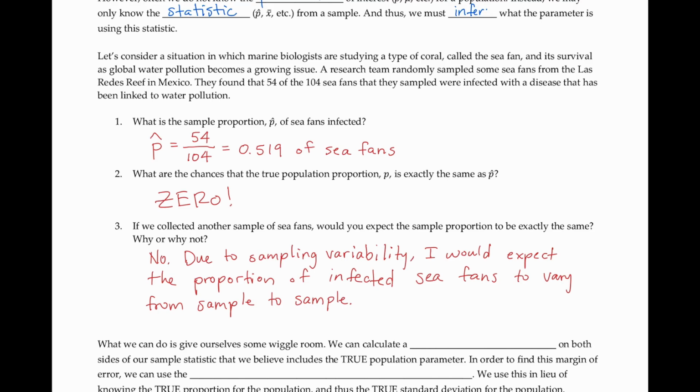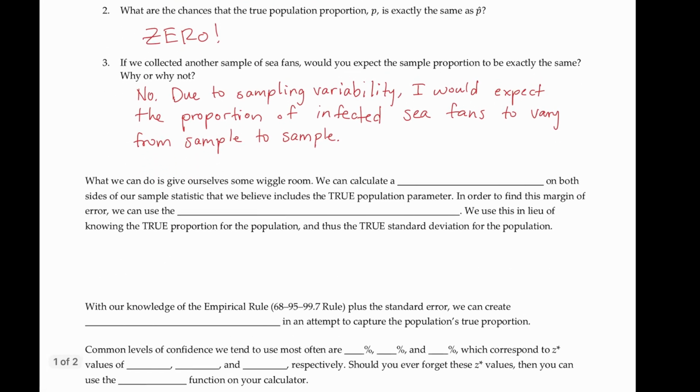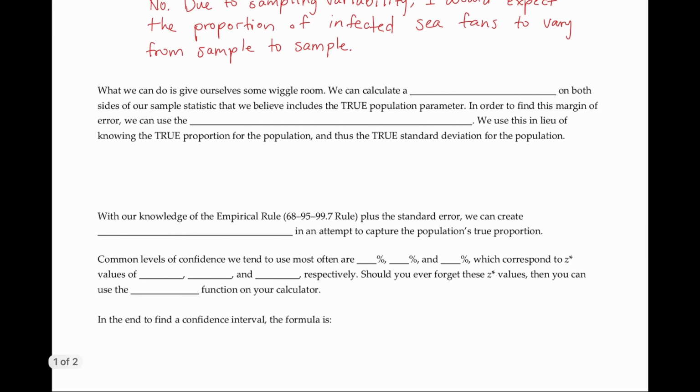So what do we have to do here? Well, that brings us to the main topic of the day. What we do is we give ourselves what I call wiggle room. So we can calculate something called a margin of error. Probably not the first time you've ever heard that word. We can calculate a margin of error on both sides of our sample statistic that we believe includes the true population parameter.